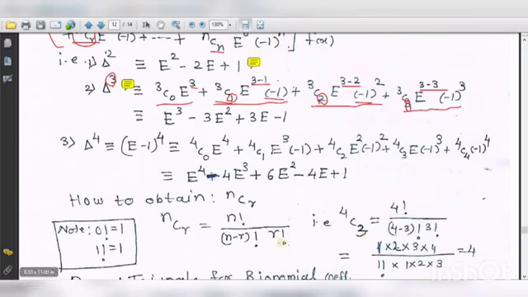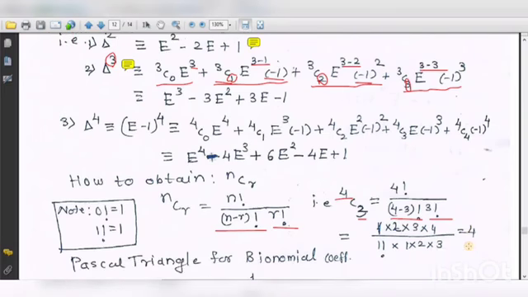Then here, for example, if we obtain 4C3, substitute the values: n equals 4 and r equals 3. So it is 4 factorial, and in the denominator it is (n minus r) factorial, meaning 4 minus 3 factorial, and r equals 3, so there is also r factorial. Now what is 4 factorial? It is 1 into 2 into 3 into 4.